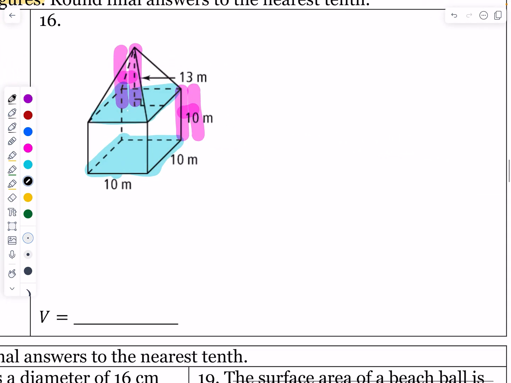All right, but what about on this next picture? So on this next picture, I'm going to color code again. I'm going to make the bottom of this one green. There's my green base. So what's that first shape? That first shape is going to be a pyramid.